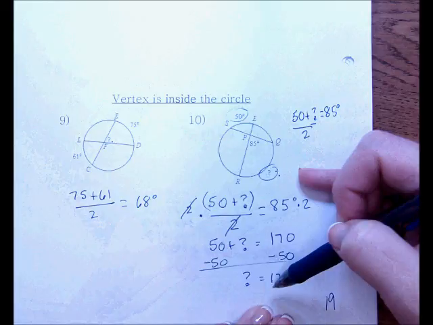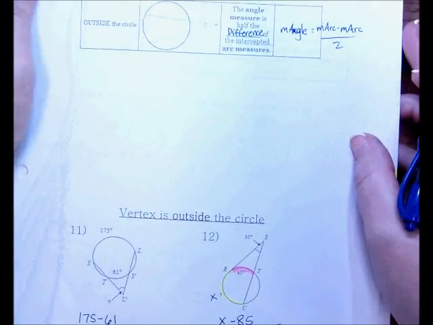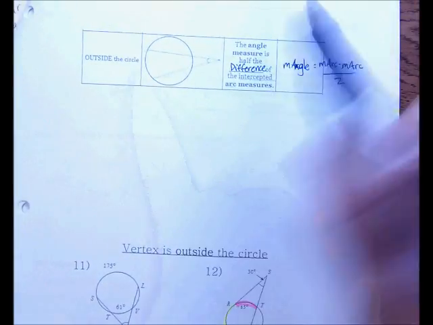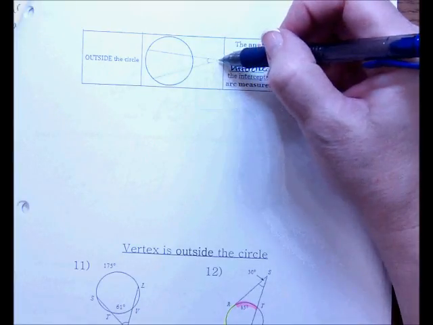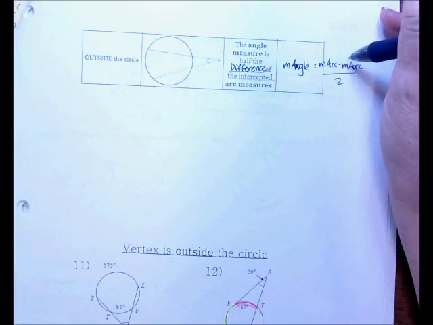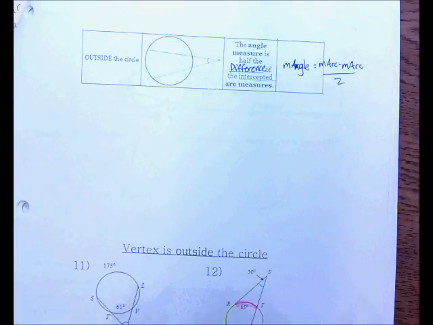Page 20 is where the vertex is outside the circle. And so when the vertex of the angle is outside the circle, I know its measure is half the difference of the intercepted arcs. So I have my two intercepted arcs, and I just have to subtract the measure of those two and divide by 2. And that's what my angle measure is.